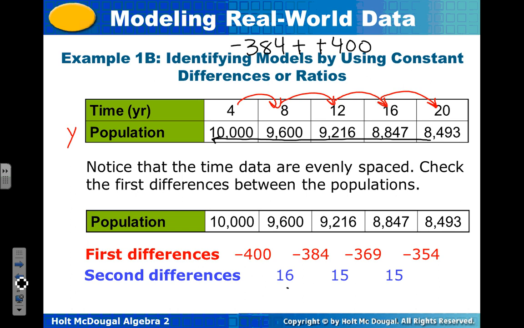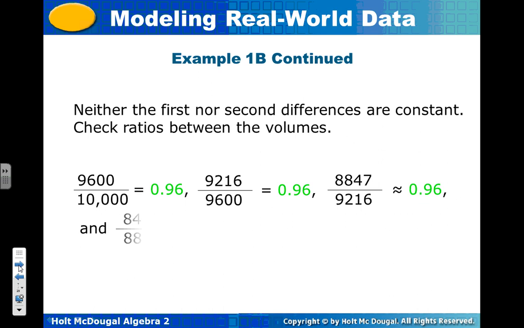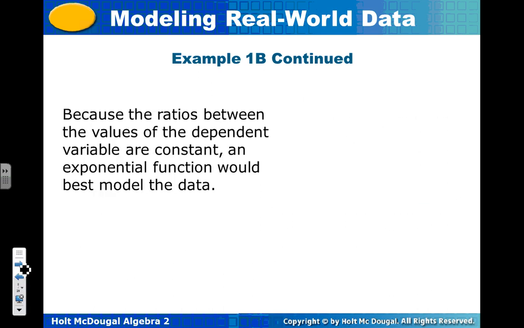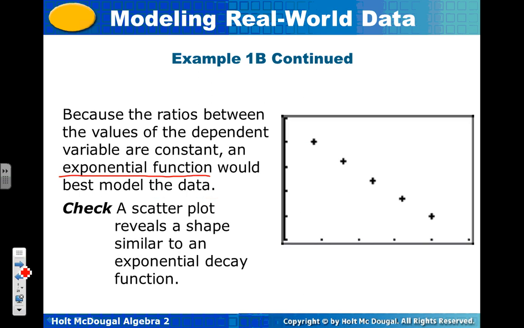Okay, so since they're constant ratios, because the ratios between the values are constant, an exponential function would best model the data. So on your sheet of paper below that chart, you should write exponential function. That's what its scatter plot would look like, and it looks like it's coming down and starting to curve, kind of like an exponential does.